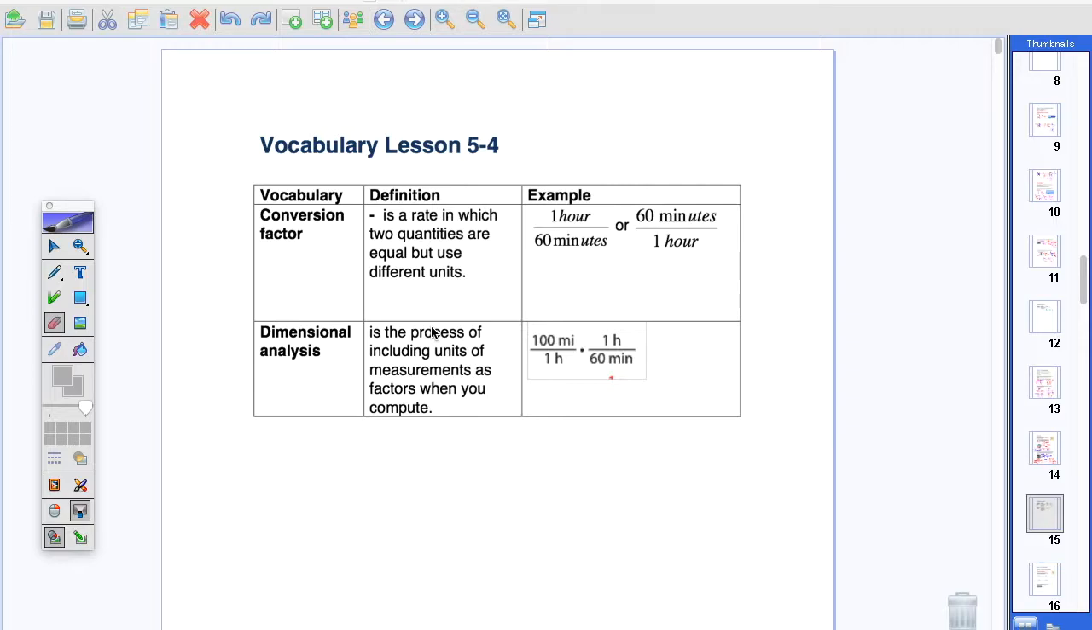Dimensional analysis is the process of including units of measurement as factors when you compute. So in the example, I have 100 miles over 1 hour. Well, we can use dimensional analysis to convert this. We want to make sure that our units cross-cancel. So in this example, our hours cross-cancel, and we are converting 100 miles in 60 minutes, which is the same thing as going 100 miles in 1 hour. So we're changing hours to minutes.